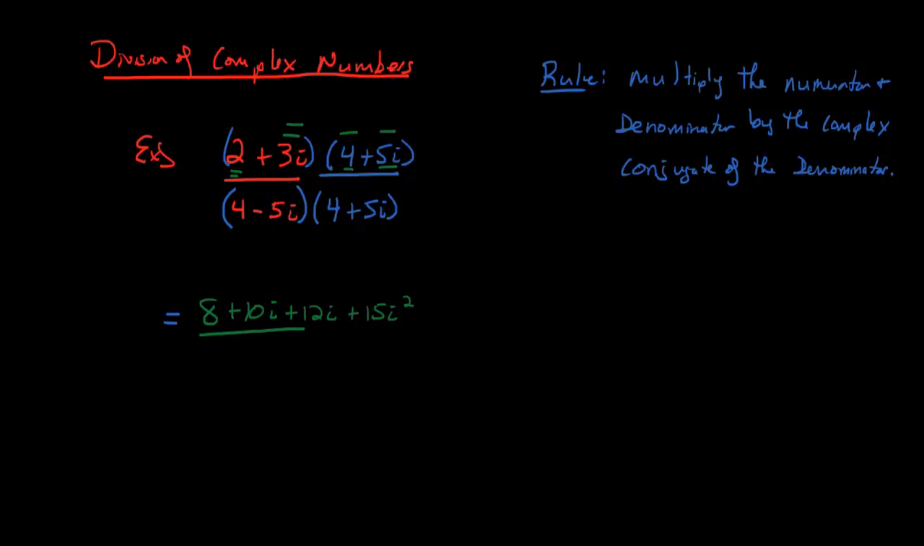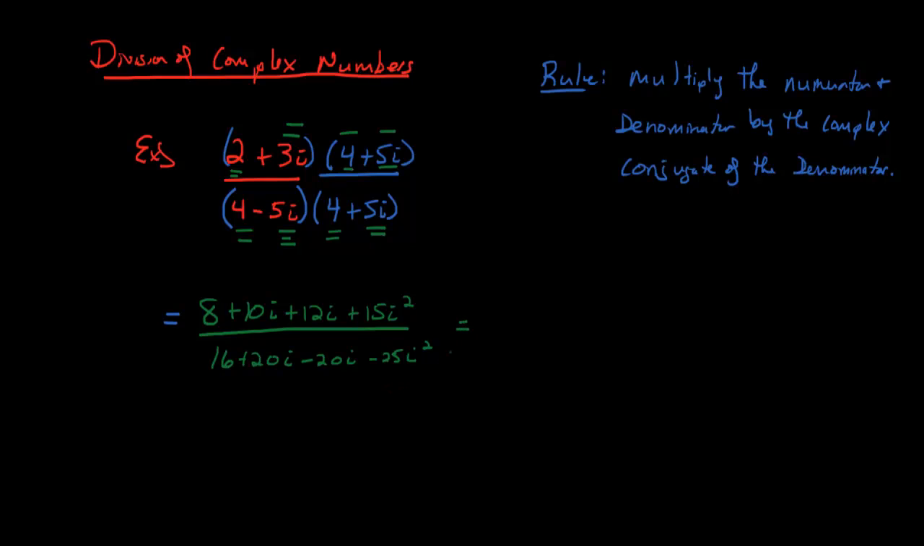This will be all over 4 times 4, which gives me a value of 16. 4 times 5i gives me a value of 20i. Negative 5i times positive 4 gives me a value of negative 20i. And negative 5i times positive 5i, my last, gives me negative 25i squared.